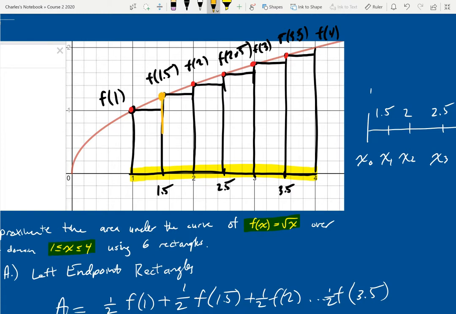Okay, so now the right endpoint between 1 and 1.5 is above the function. If I think of the right endpoint between 1.5 and 2, that's above the function. If I think of the right endpoint between 2 and 2.5, that's above the function. If I think of the right endpoint between 2.5 and 3, it's above the function. If I think of the right endpoint between 3 and 3.5, that's above the function. If I think of the right endpoint between 3.5 and 4, that's also above the function.